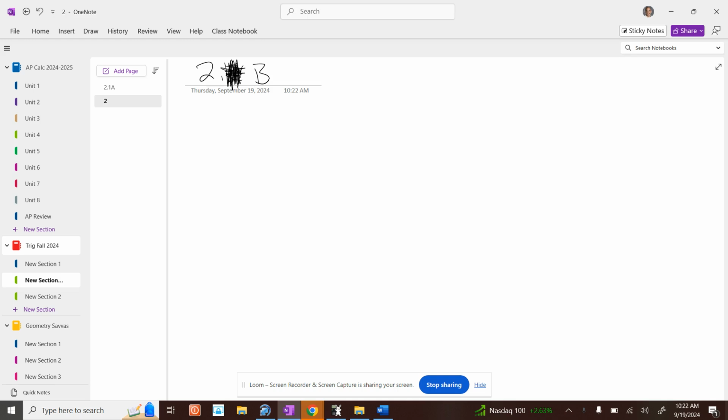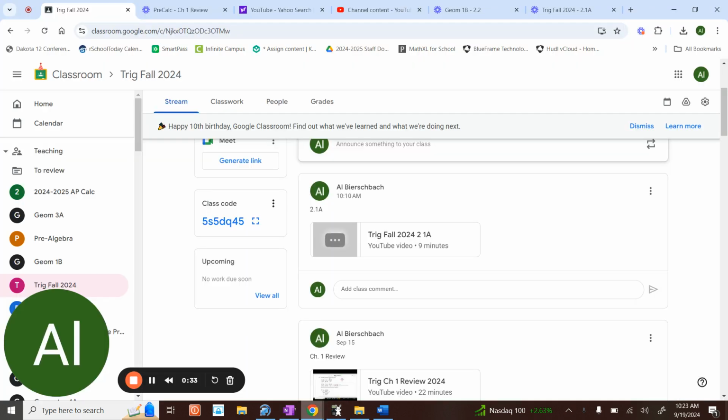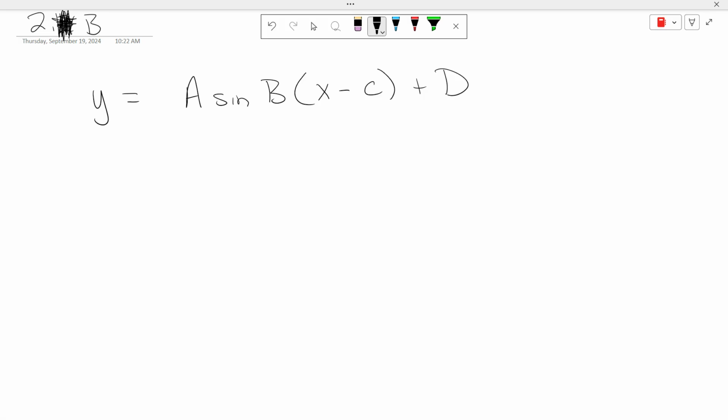So, when we're graphing, y equals A sine of B times (x minus C) plus D is the format of our function. A is the amplitude. Amplitude is the stretch or the shrink vertically.